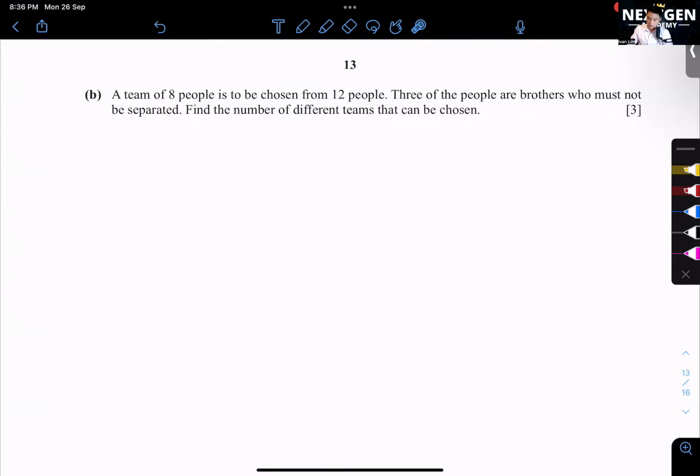Question B. A team of 8 people is to be chosen from 12 people. 3 of the people are brothers who must not be separated. Okay, the clingy brothers. Find the number of different teams that can be chosen. Okay, so 8 people are from 12 people. So one criteria is with brothers. Okay, with brothers. So if with brothers, 1, 2, 3, 4, 5, 6, 7, 8.